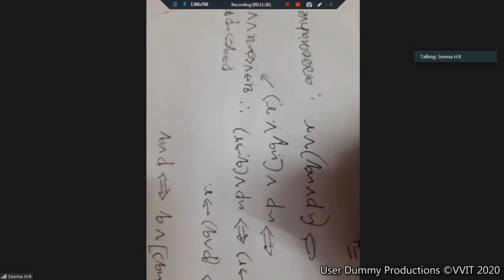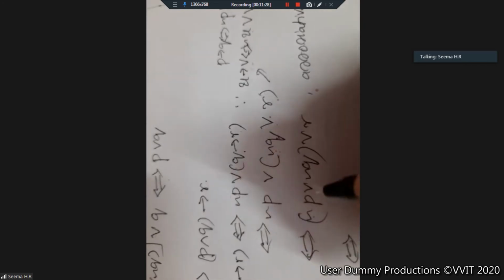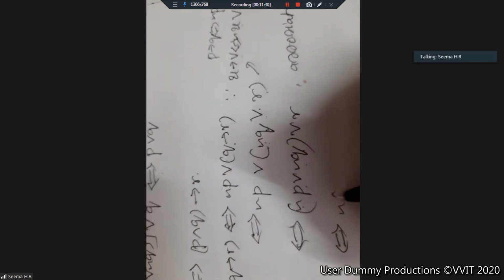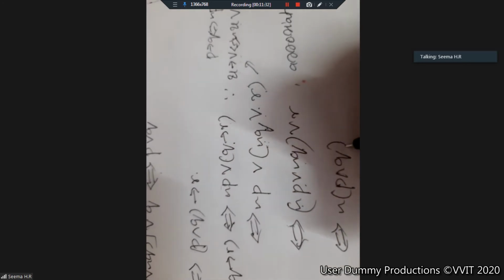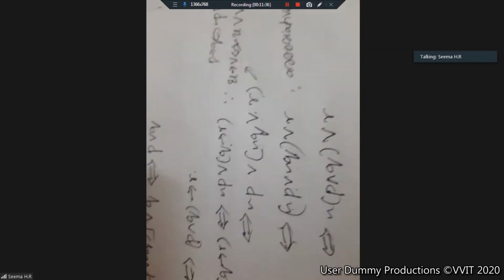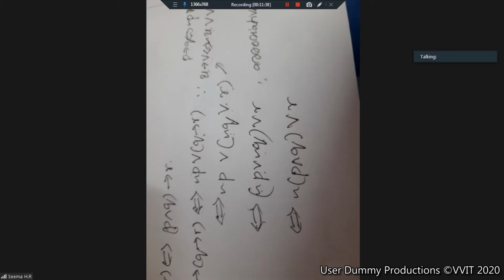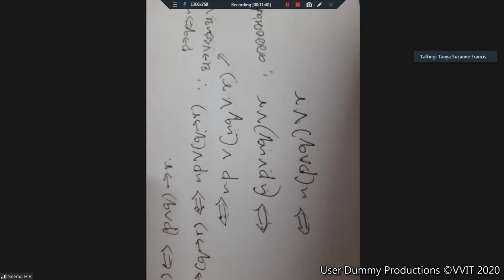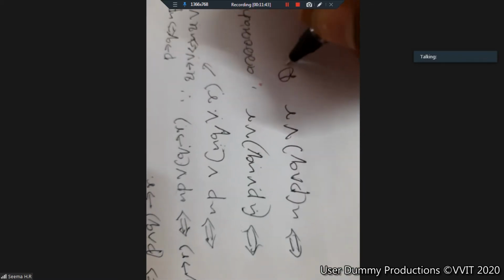Now I will be writing this as negation of P or negation of Q or R using the associative law. Now see here negation of P or negation of Q is there. So this can be together written as negation of P and Q or R. Is it okay? Using De Morgan's law.